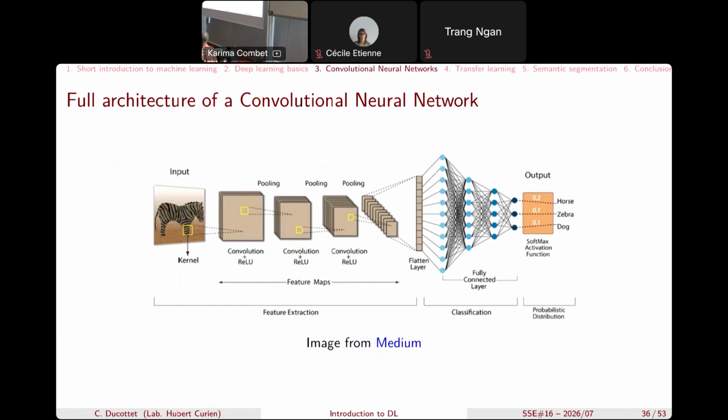Question: on the flatten layer, is it a combination of all the last feature maps or not? No. The flatten layer is all the information from all the channels. I take this pixel, this pixel, this pixel, and this one, this one, this one. The number of dimensions we have here is this one times this one times this one. Okay?